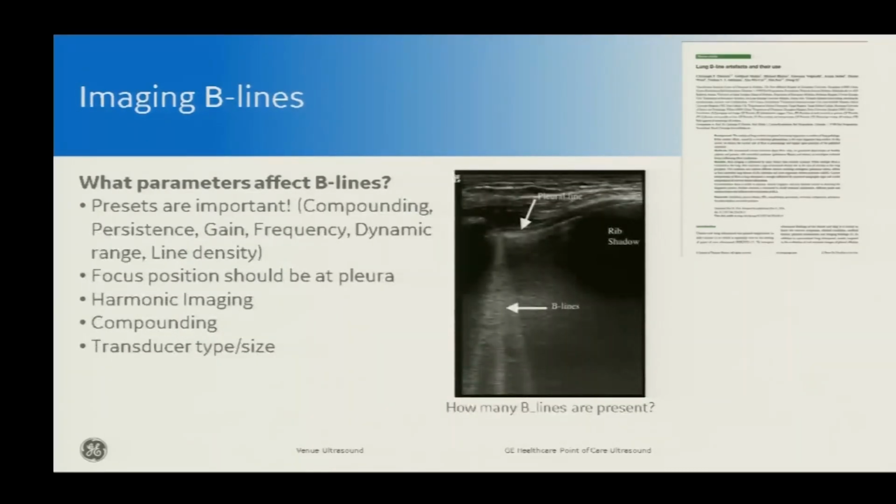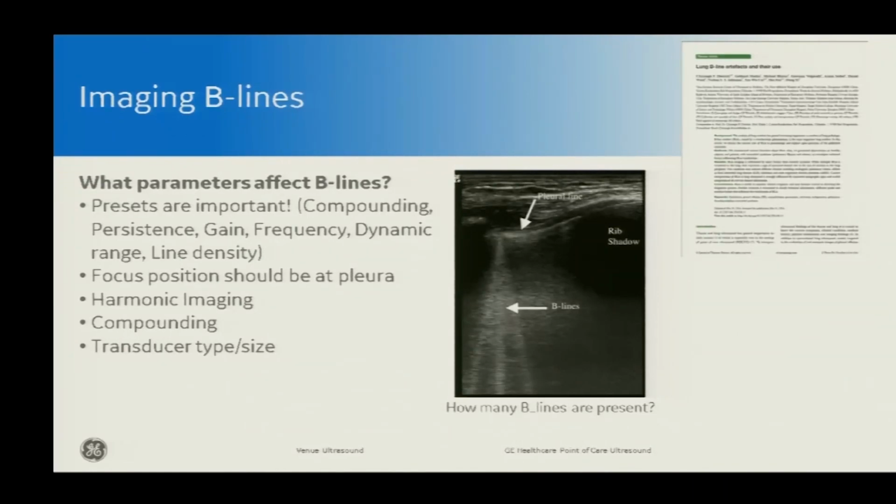Okay, take a look at this image. How many B-lines do you see in this image? Maybe you said 3. Maybe you said 1. Actually, it is just 1 B-line. Why are we seeing an image like this? This is because compounding is on.